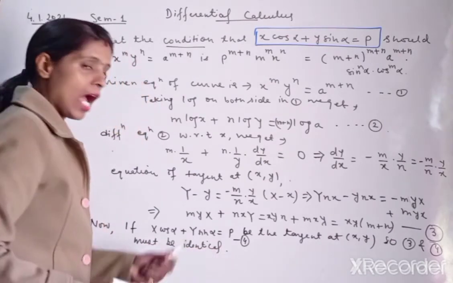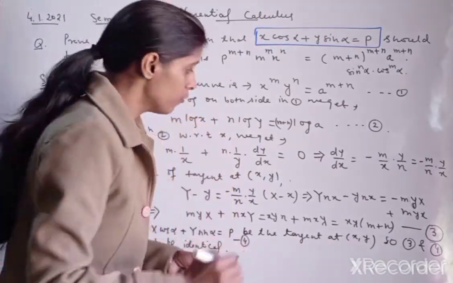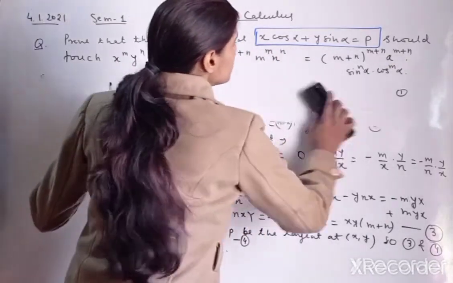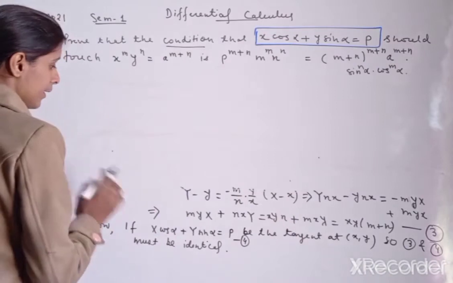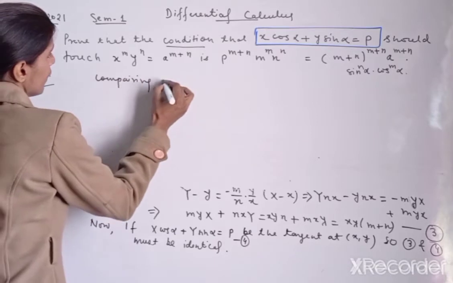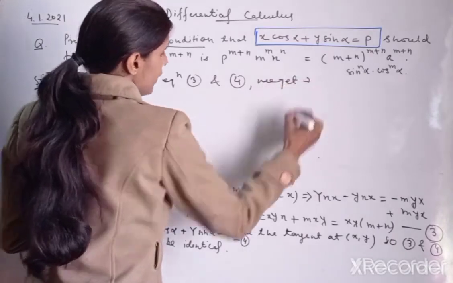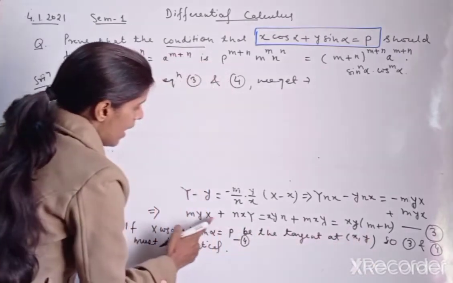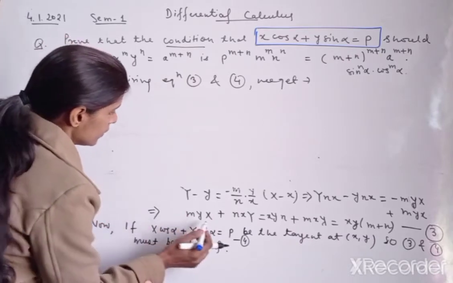If the two equations are identical, then what do we have to find? We first find the value of x and then the value of y. So let's first find the value of x and y. Now comparing equation 3 and 4, while comparing equation 3 and equation 4, here you see we have here my capital X. Okay, this one.